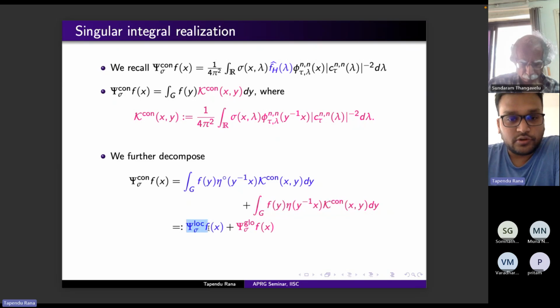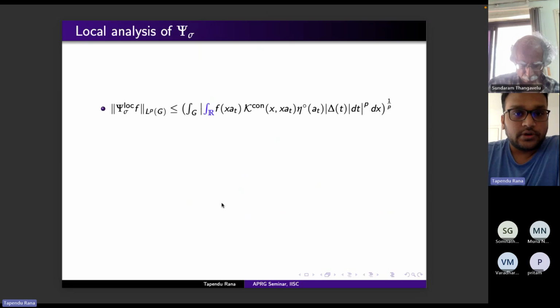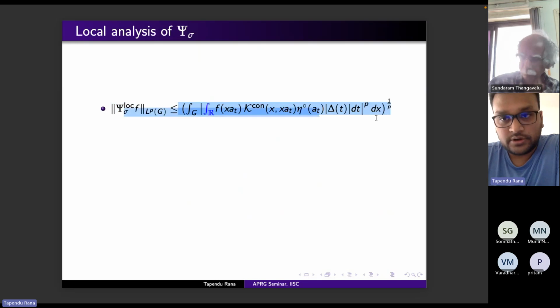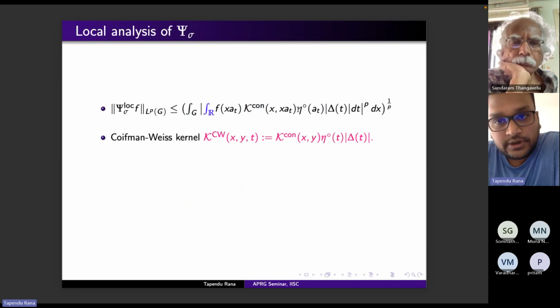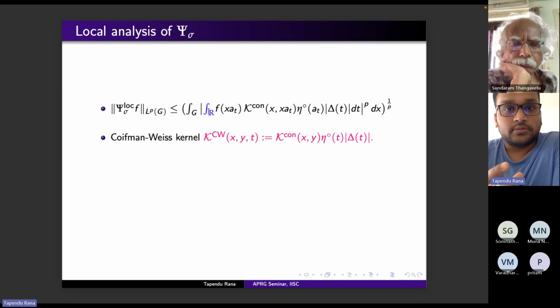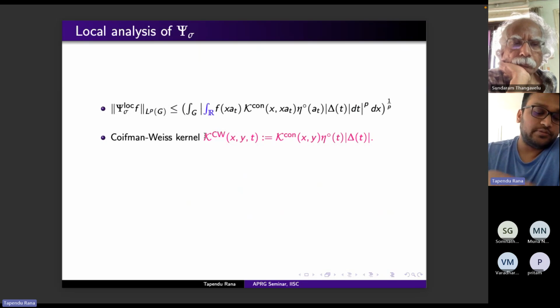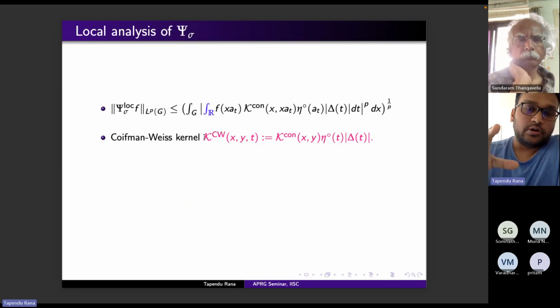To study this local part of the Schur operator, what we did is that we first used the integral formula of Cartan decomposition to dominate the L^p norm of ψ_σ^loc f by the following operator. And now realize that since η_0 is a K-invariant function supported near the identity, this is basically saying that we can reduce this operator to an operator in the Euclidean setting. To do that, there is this transference principle by Coifman-Weiss, which helps you transfer the operator on G to an operator on R.